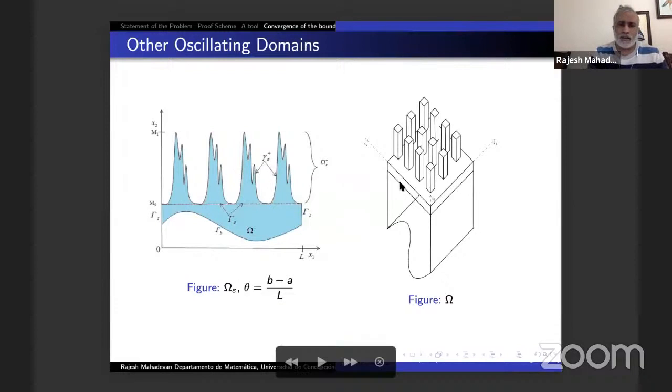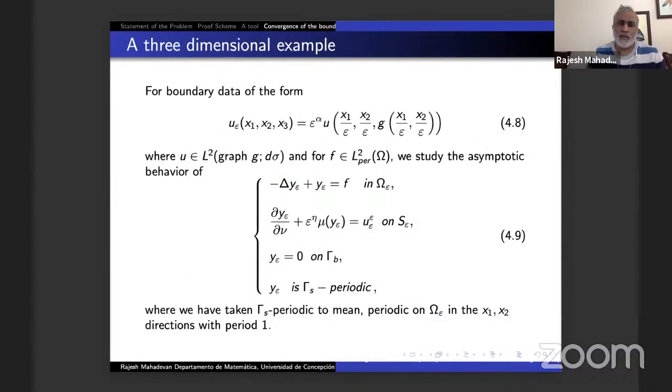And you can do it on other structures, like a 3D structure where the lower part is a solid thing, and here you have the oscillations, which are like teeth, and the periods are two-dimensional and the height is fixed. So in such domains also you could work, and as I said, you could also study a non-homogeneous condition on the oscillating boundary, which is suitably defined.